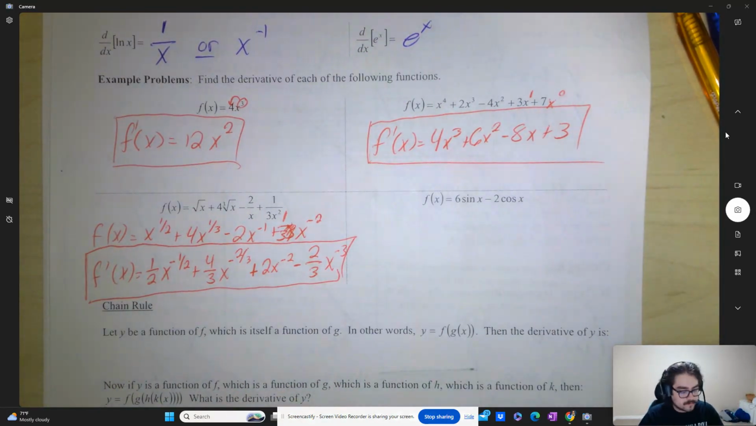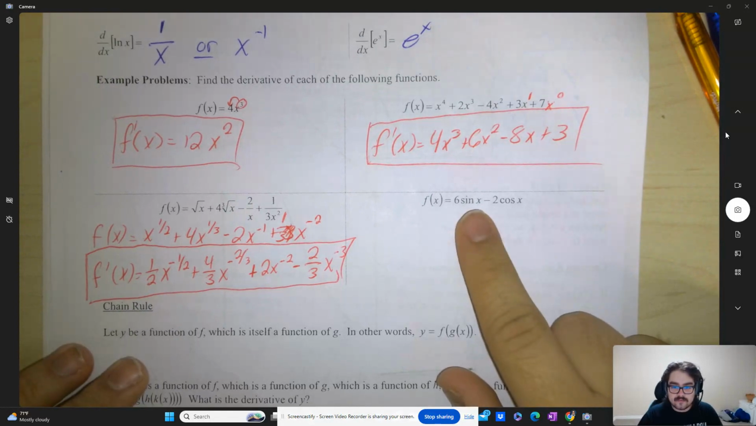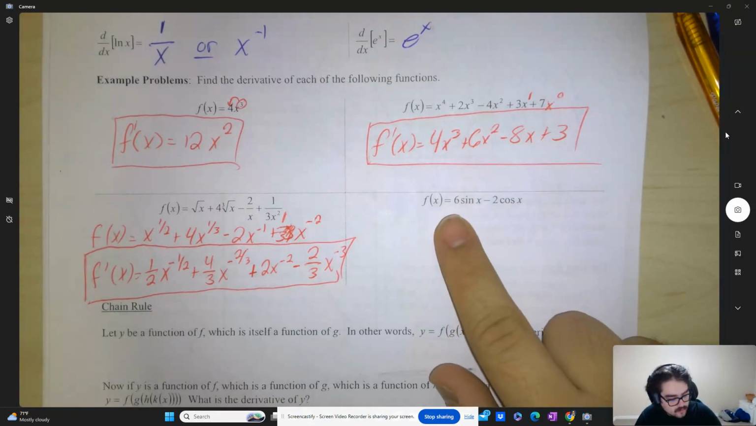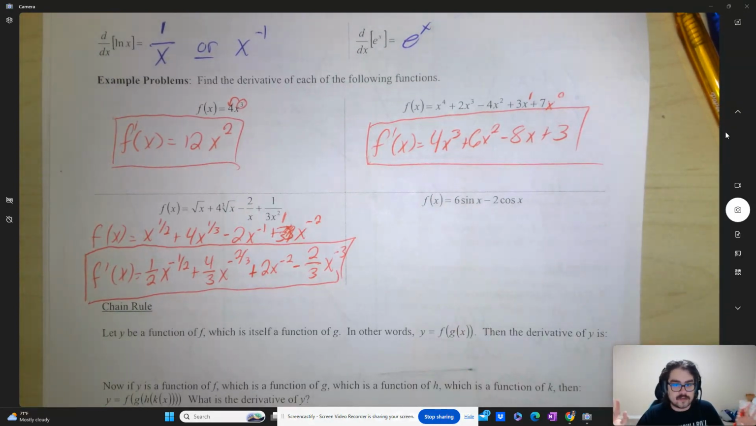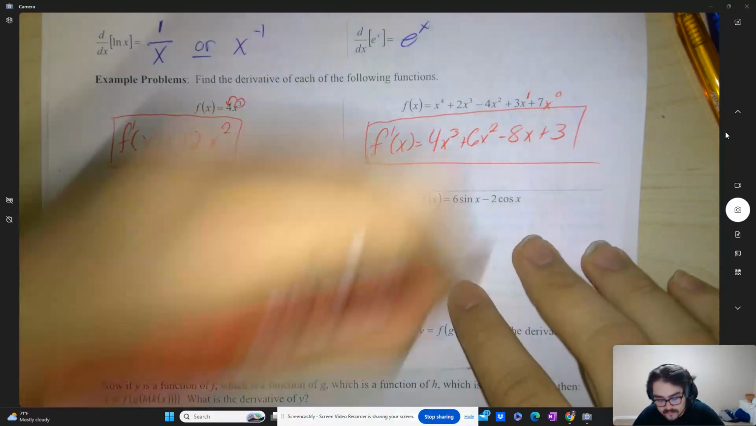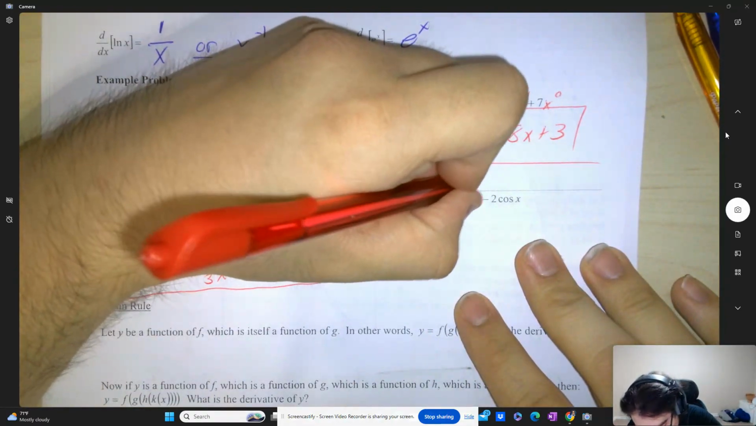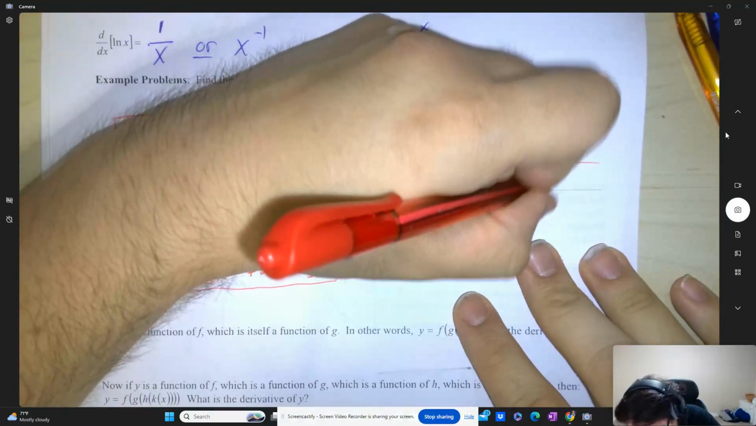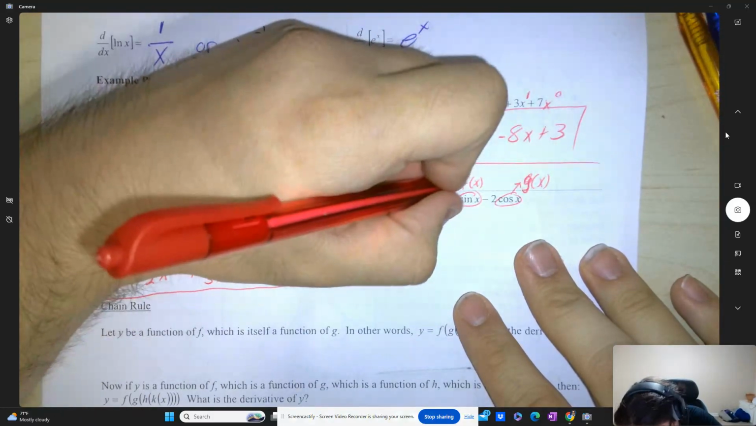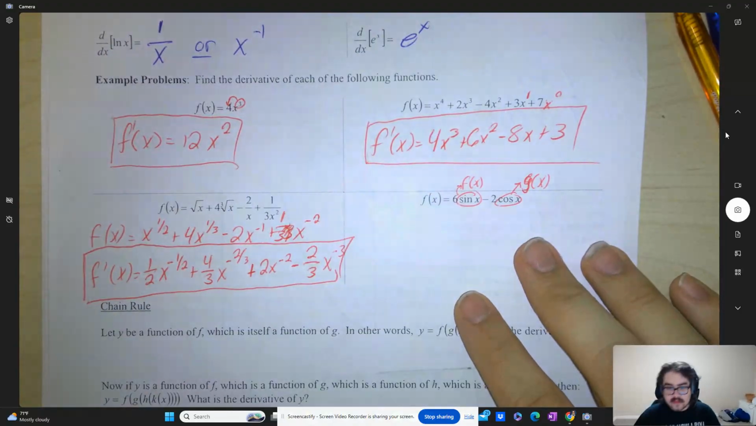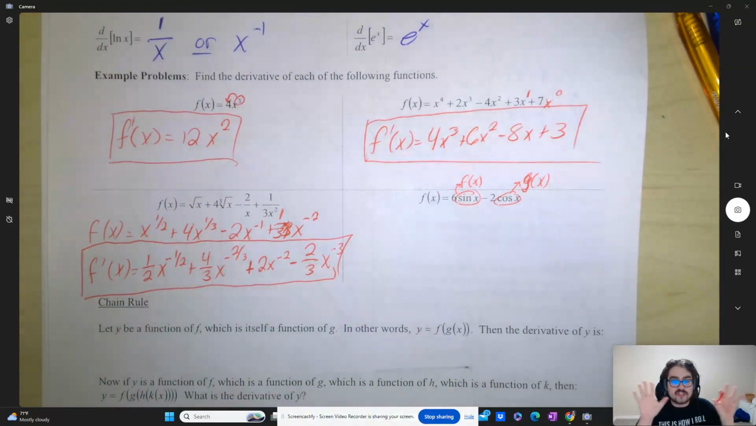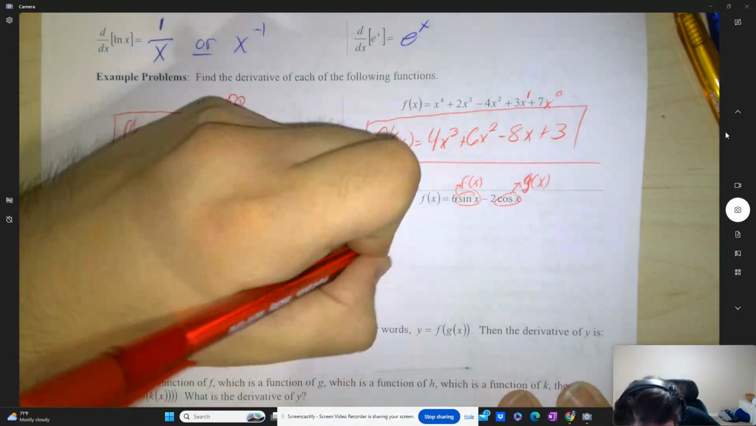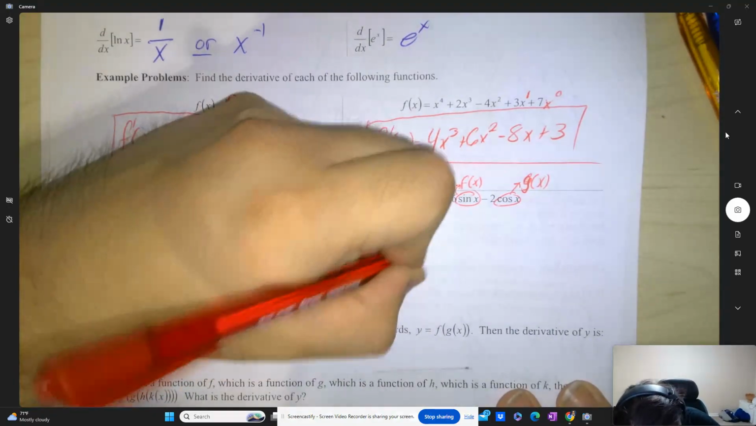I'm sorry. Okay. And then for the last one right here, these are constants, right? So notice that the 6 and the 2 are constants, so we don't need to worry about them. If this is like our function f of x, and this is our function g of x, then we have the constants. We just leave them alone. Don't touch them, okay?